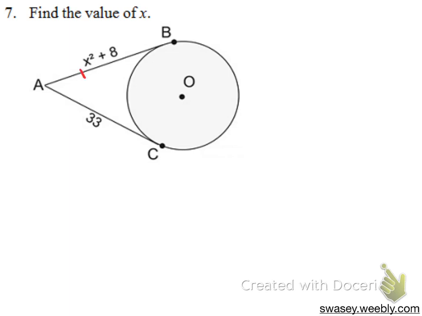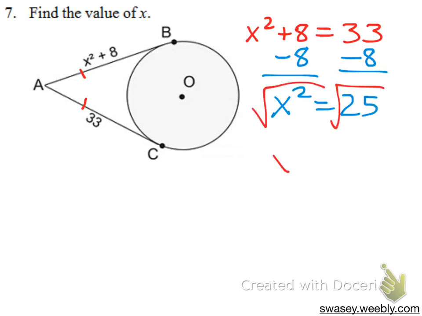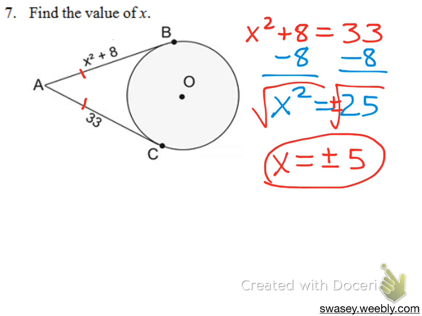Number 7, again we have tangents, so if tangents meet at a point, they're congruent. So the measures are equal, so we can say x squared plus 8 equals 33. Then we can solve for that, subtract 8 from each side. To get rid of squared, we'll square root. And so x equals positive or negative square root of 25, which is 5. Now technically x itself here could be negative 5 because we'd have to square it and then add 8 to find AB. So we're not saying a side length is negative, we're just saying that the x is negative.